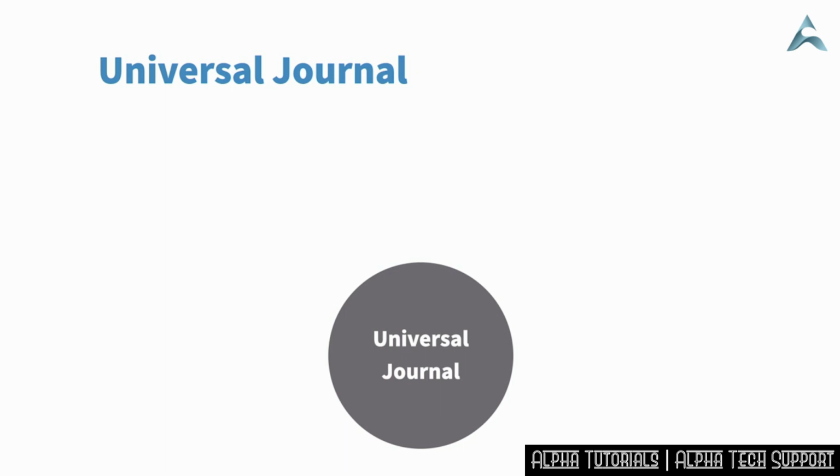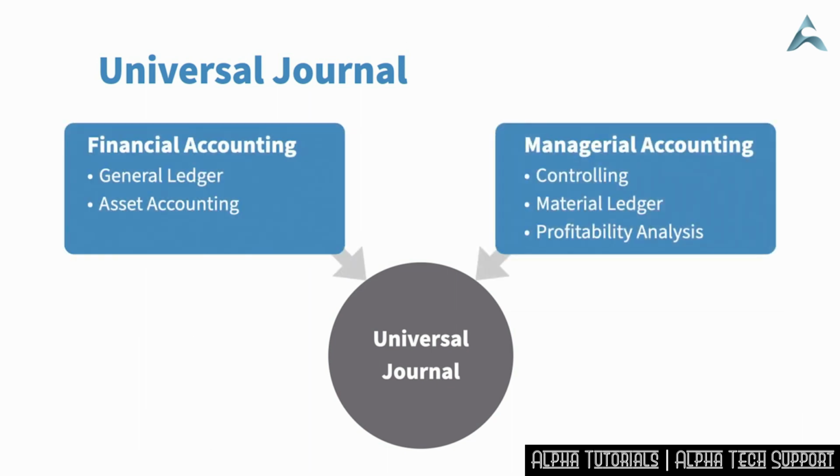Now we'll talk about a function in SAP S/4HANA called the Universal Journal. The Universal Journal is a feature that was introduced when SAP ECC moved to SAP S/4HANA. The Universal Journal integrates financial accounting and managerial accounting in a single data model. By doing this, the Universal Journal permanently reconciles all the components of both financial accounting and managerial accounting. This includes the general ledger, asset accounting, controlling, the material ledger, and profitability analysis. This enables this module to be the single source of financial truth at our company.